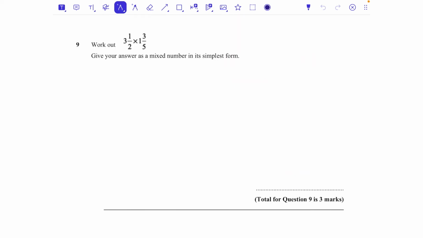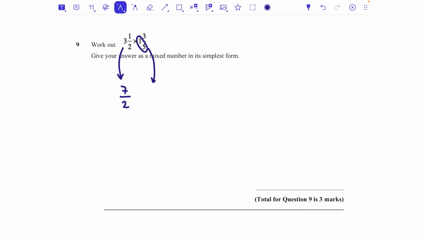Work out 3.5 times 1 3/5. Give your answer as a mixed number in its simplest form. So this is a non-calculator paper and a really, really common question for the non-calculator. Either we're going to be asked to add, subtract, multiply, or divide fractions. So here we're multiplying. We're going to start by making both fractions top heavy. So to do that, we multiply the big number by the bottom and then add on the top. Okay, so 3 times 2 is 6. Add the 1 is 7 over 2. And then same with the next one.